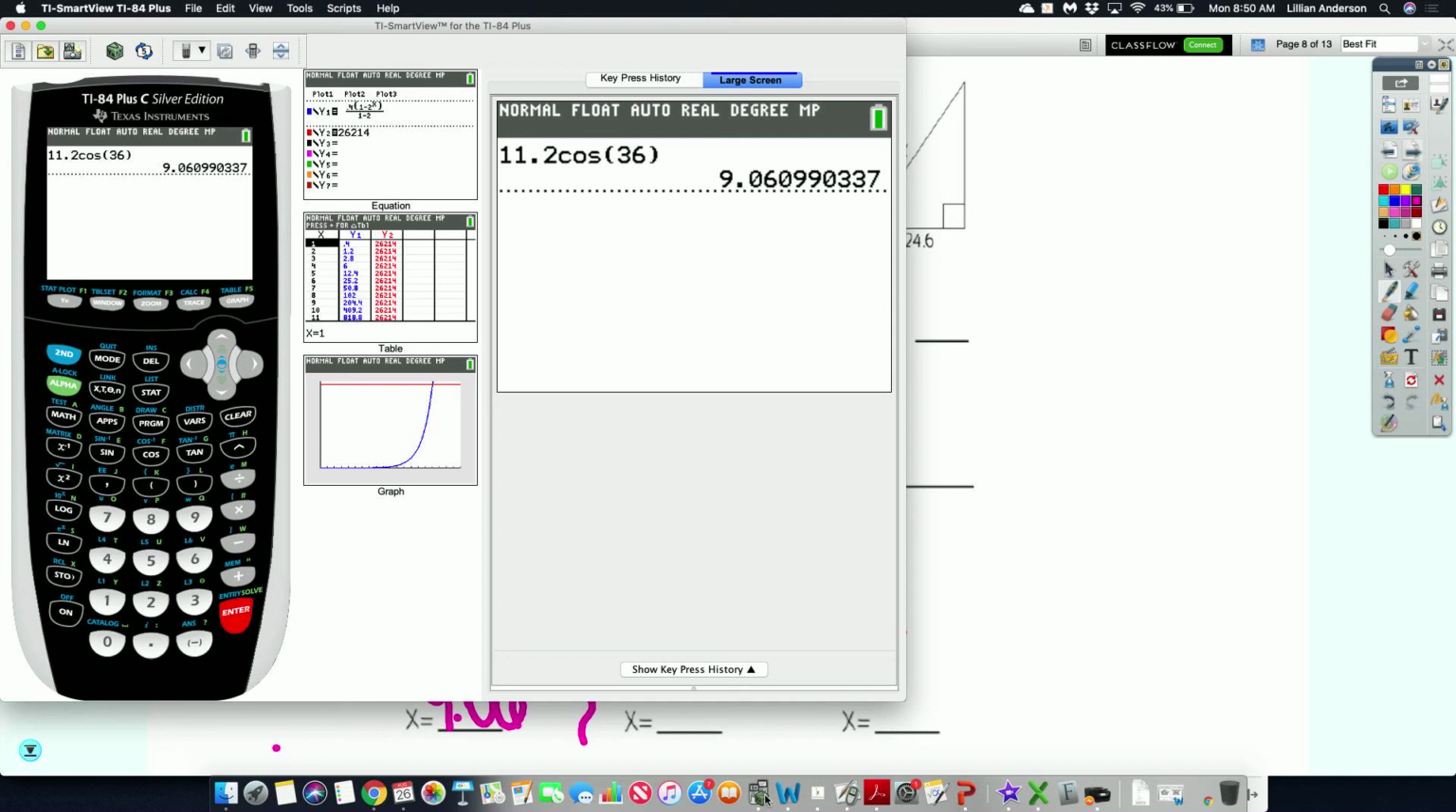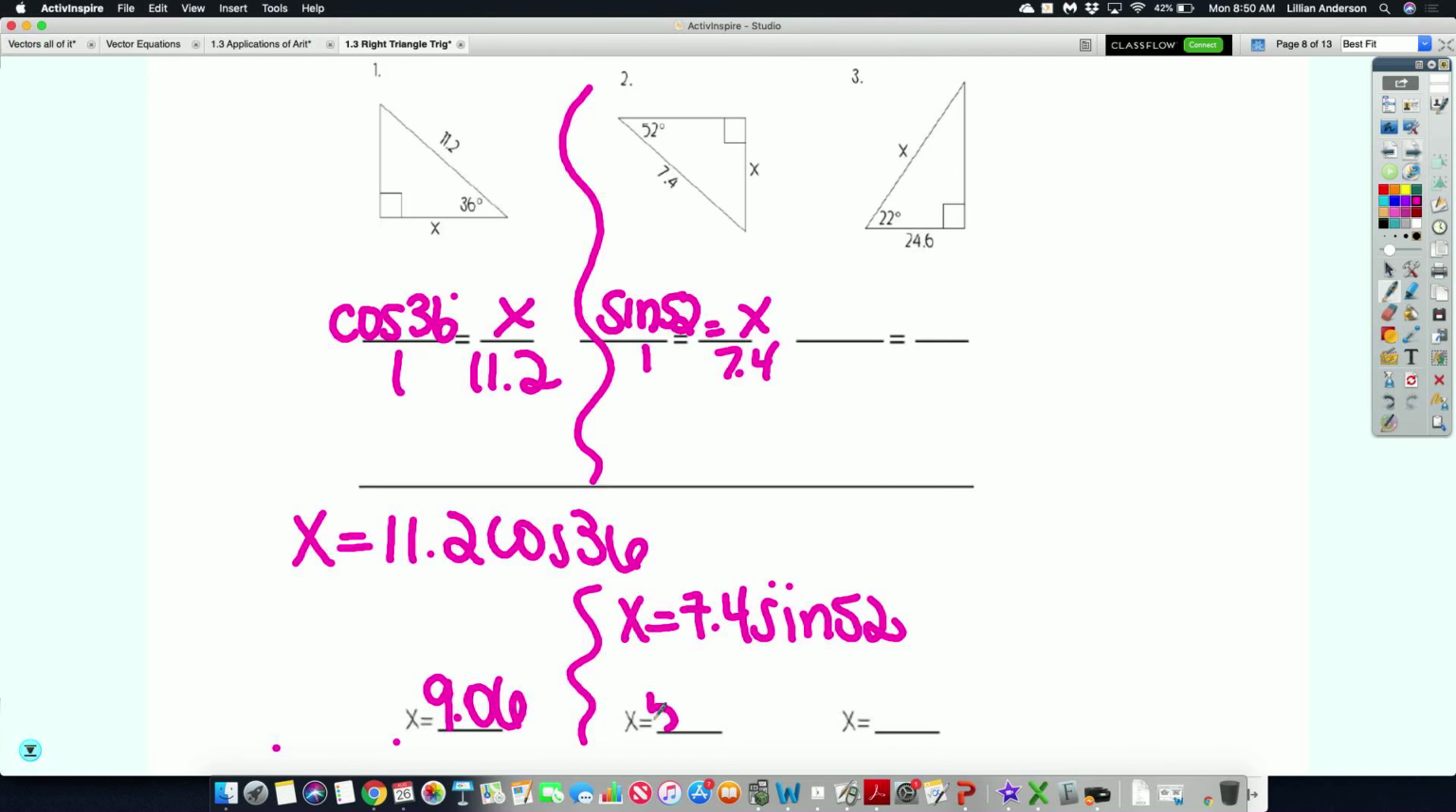What am I typing in? 7.4 sine, right beside cosine, 52. You guys get this? Anybody not get this? Three significant figures, what's that? 5.83. So far, so good?